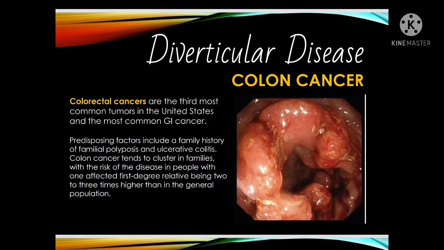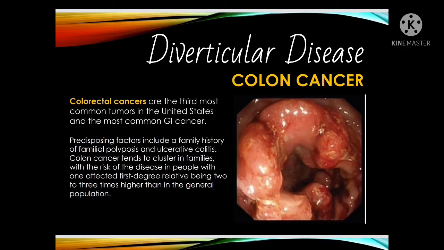Last is the colon cancer. Colorectal cancers are the third most common tumors in the United States and the most common gastrointestinal cancer. Additionally, carcinoma of the colon is the third most common cause of mortality from cancer. Predisposing factors include a family history of familial polyposis and ulcerative colitis. Environmental factors also seem to correlate with colorectal cancer, as countries with higher intakes of sugar and animal fats have higher incidence than compared with countries with a higher fiber intake.